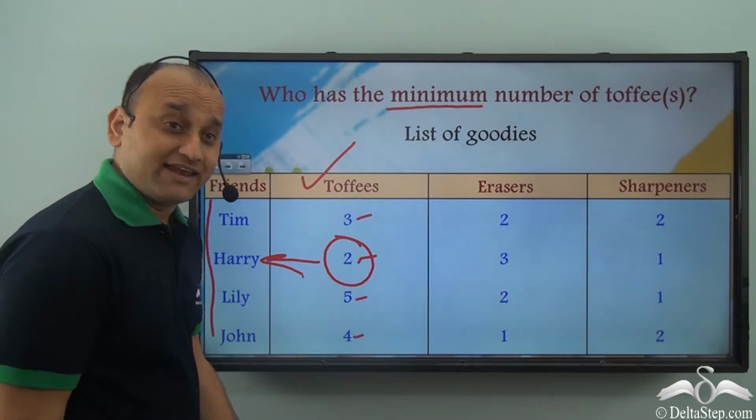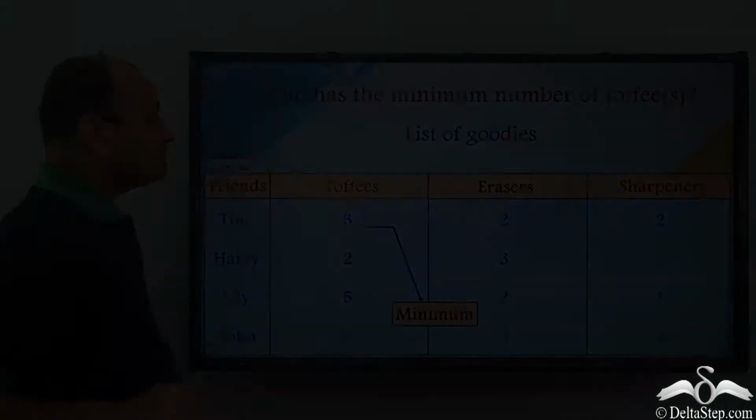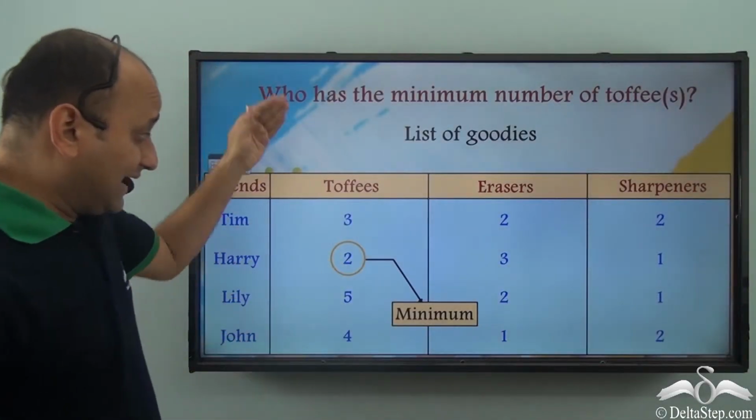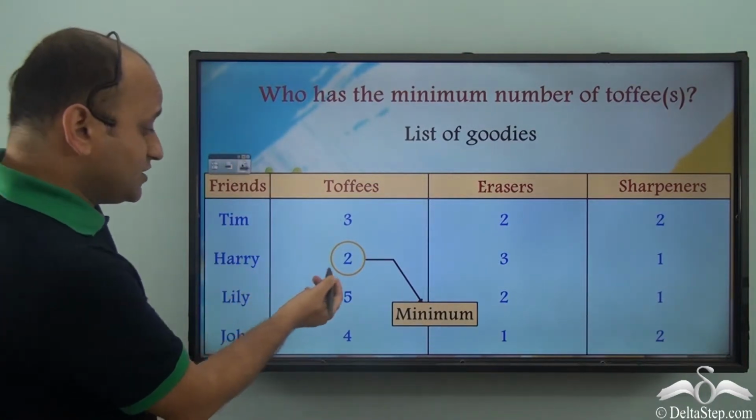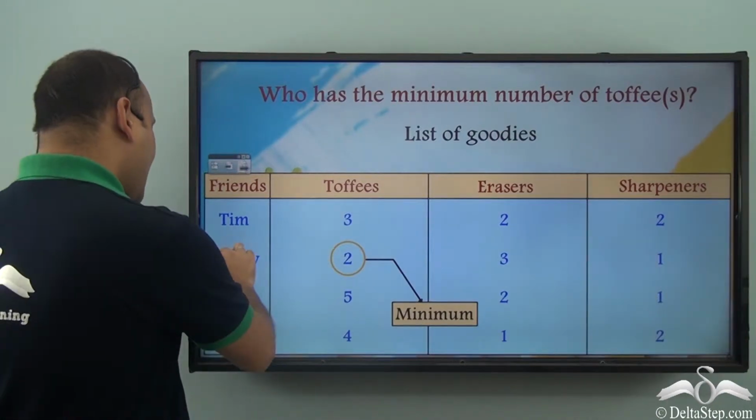It's Harry again. So 2 is the minimum number in case of toffees. So who collected the least number of toffees? It's Harry.